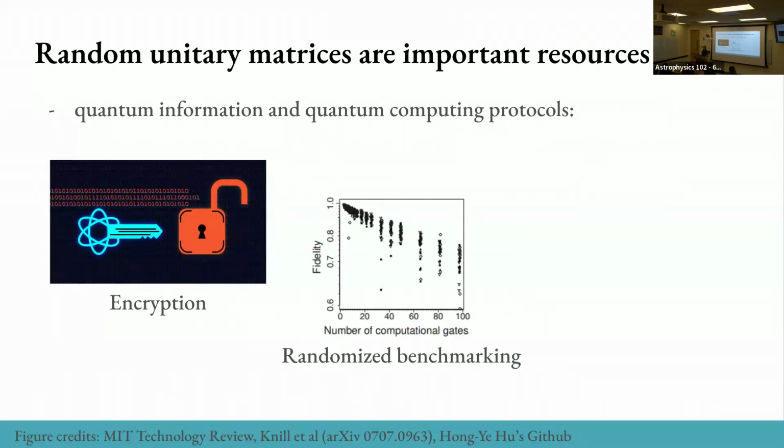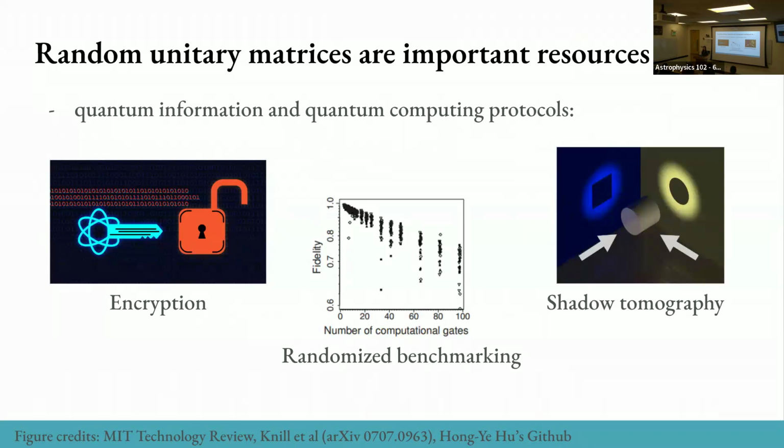Another example is randomized benchmarking, which is a much more practical and current application. Randomized benchmarking, as many of you know, is a way to evaluate the error of many setups in quantum computing. And so you apply sequences of random gates and investigate the fidelity of those. So this is currently important in the development of quantum computers.